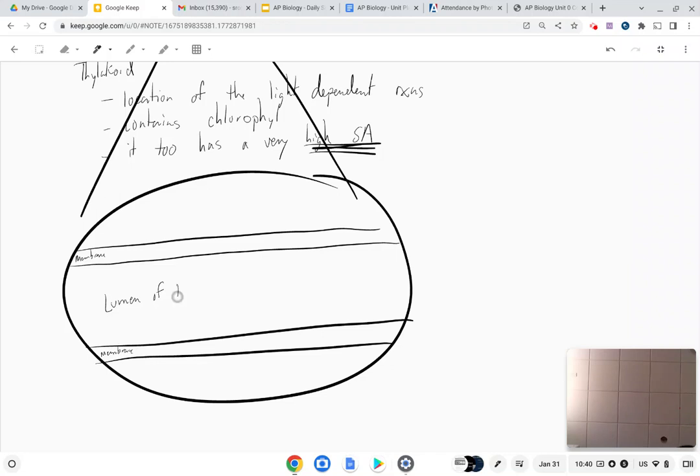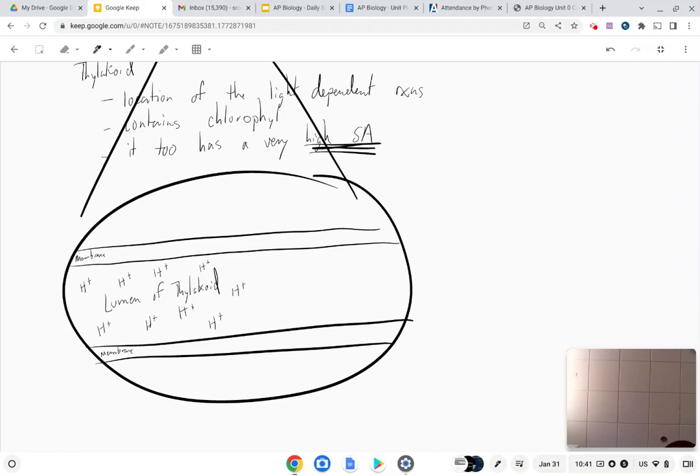So the lumen of the thylakoid, similar to the cristae of the mitochondria, it too has a big accumulation of protons. The accumulation of protons will provide us the power to produce ATP and other energy carriers. More details on that to come in a later unit. But right now, just know that the lumen of the thylakoid is where we build up the protons.